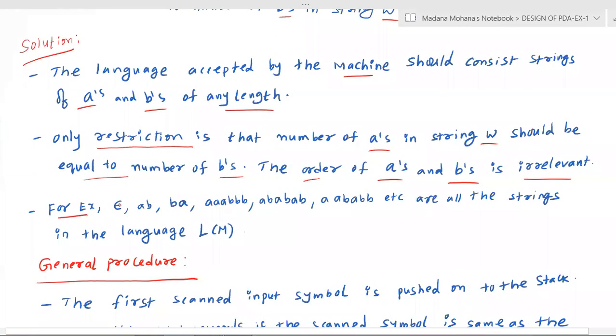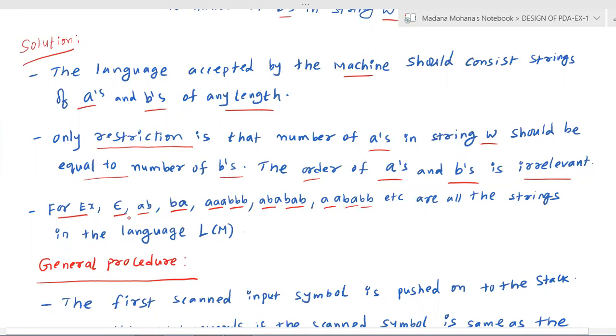For example, null is also allowed, epsilon, then the string ab. ab means one a, one b, so the length is 2, because two symbols are there. Then ba. Just now we mentioned the string may start with a or may start with b, any order. Here order is not important. The only restriction is that the number of a's should be equal to the number of b's. Then another string, three a's and three b's. Then another string aba, bab. Then another string aa, ba, bb, etc. are all strings in the language L(M).